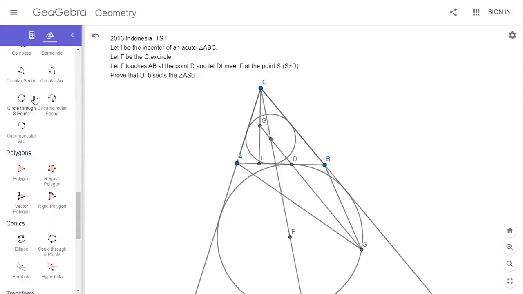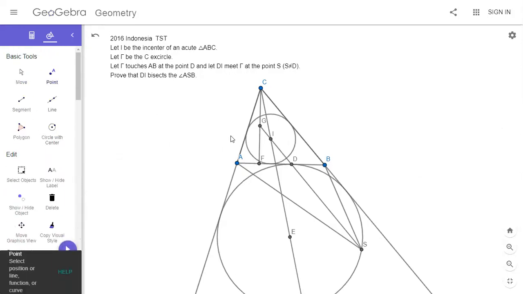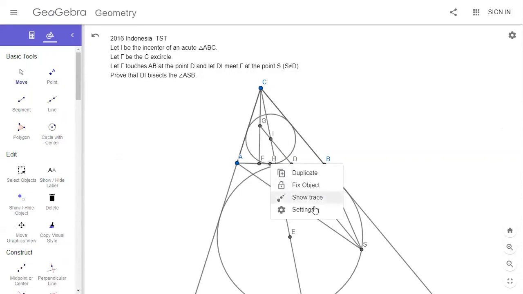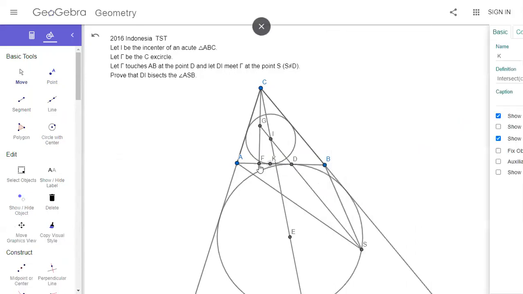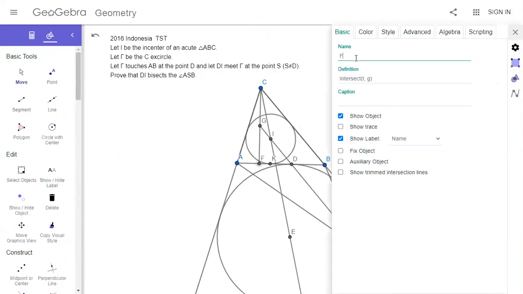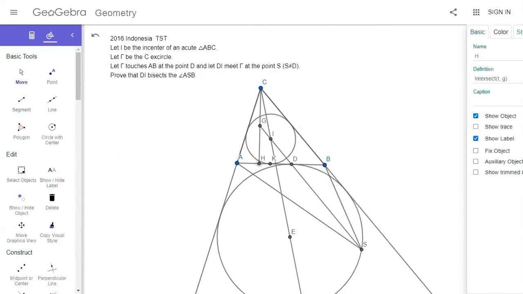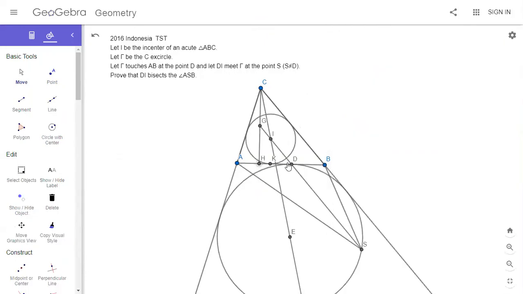So it's a well-known fact that, I'm going to draw this point of tangency, I'll call it H. So I'm going to call this K, and I'll call this H. It's well known that AK is equal to DB. So really, we want to show BS over AK is AS over KB. That's one way we could do it.